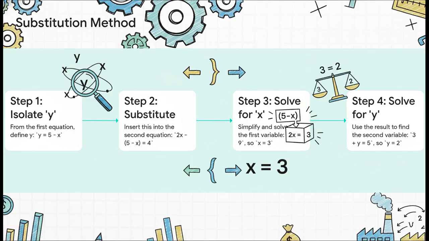For the last step, we just take that x equals 3 and plug it back into our easy equation. 3 plus y equals 5. Well, that means y has to be 2. And there's our unique solution, 3 units of x and 2 units of y. That's the only combination that satisfies both of our business objectives.